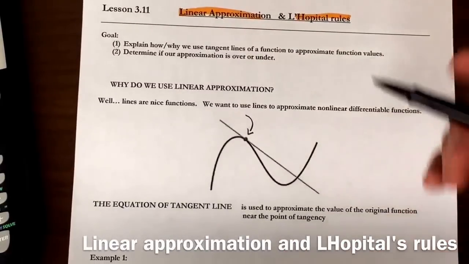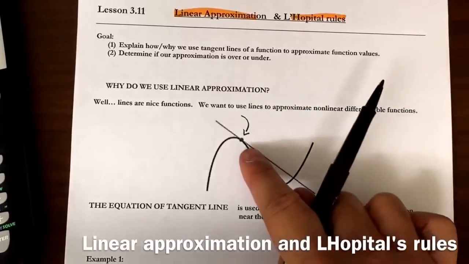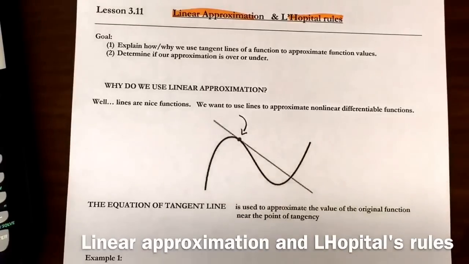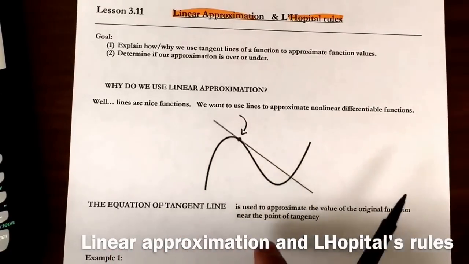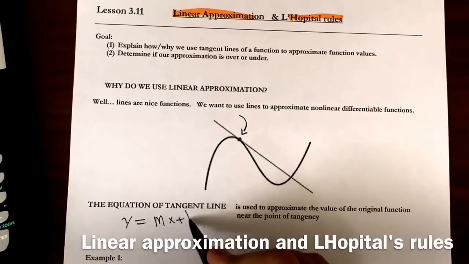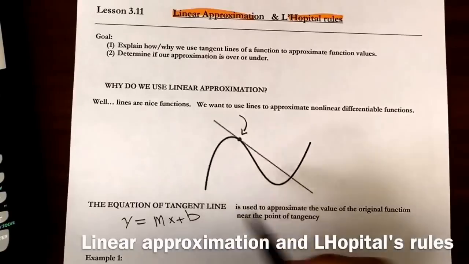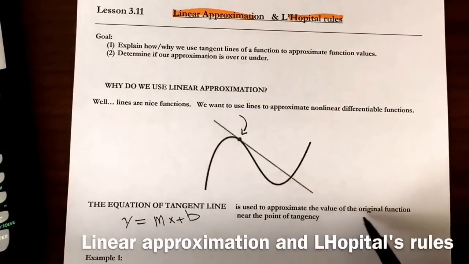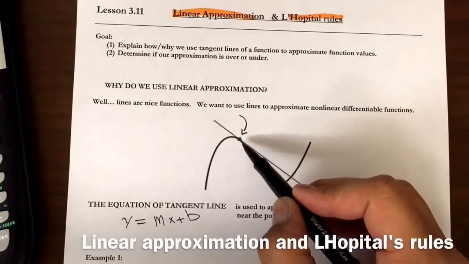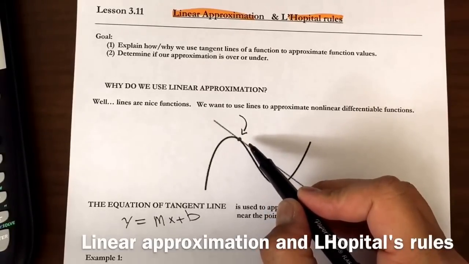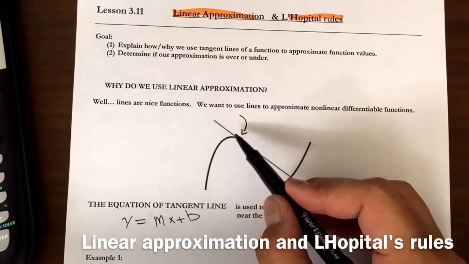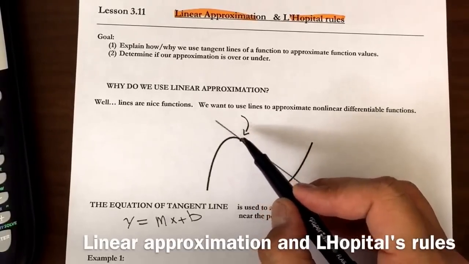So in order for us to use lines to approximate functions, more specifically, we are using the tangent line. Remember that the equation of the tangent line, y equals mx plus b, once you plug in your slope and your point and simplify, is used to approximate the value of the original function near the point of tangency. So you can approximate any function value using the tangent line, because the tangent line, especially near the point of tangency, is pretty darn close to the function value.